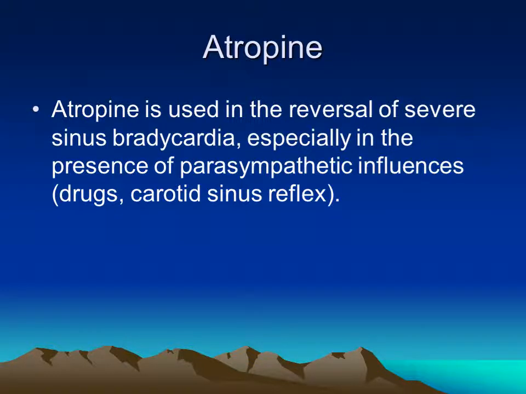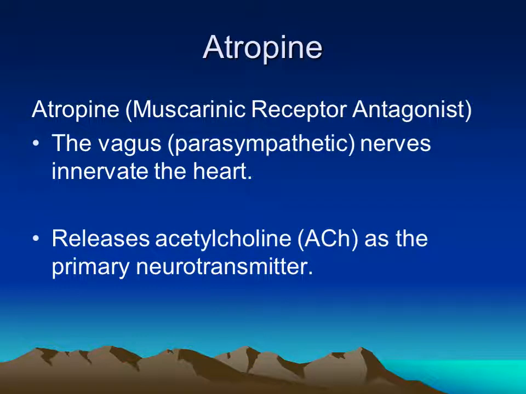Atropine is a muscarinic receptor antagonist. The vagus parasympathetic nerves innervate the heart. The release of acetylcholine as the primary neurotransmitter increases vagal activity to the SA node and decreases the firing rate of the pacemaker cells.